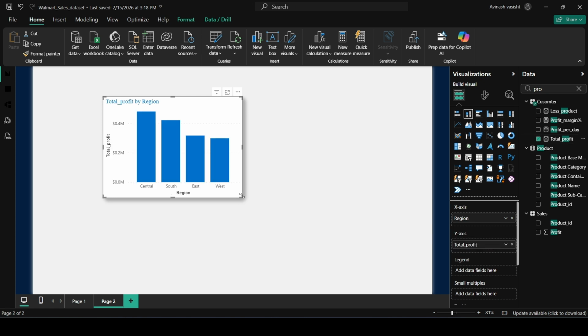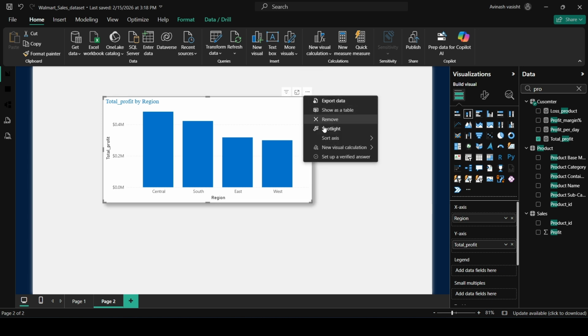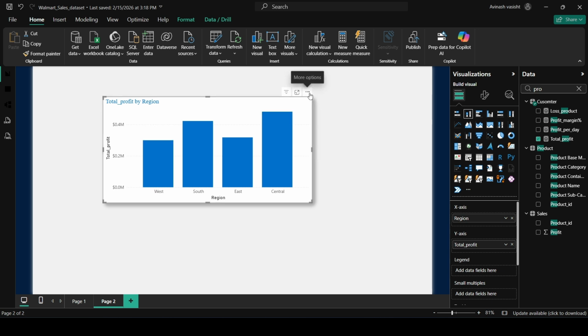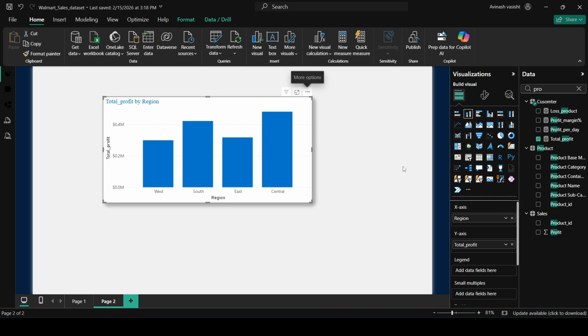Now we can see the total profit with respect to the region, that is central, south, east and west. We have four regions, and we can also do one thing. We can sort this axis. We can sort with respect to region. Now we can see the west region is coming first. On the other hand, we can also sort this in a different way.